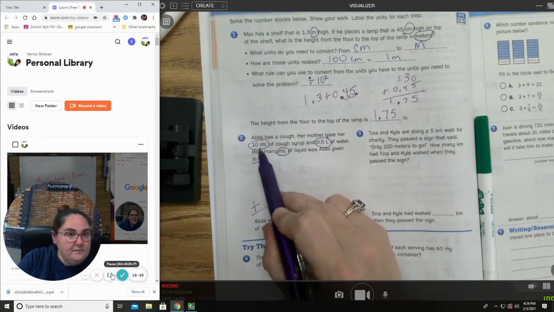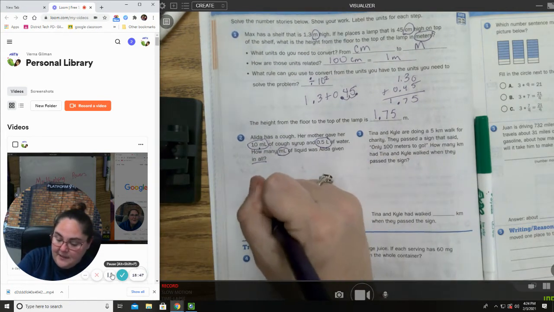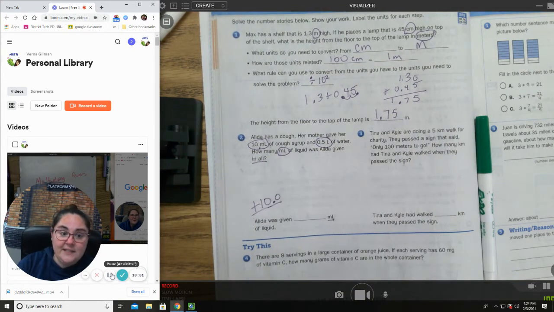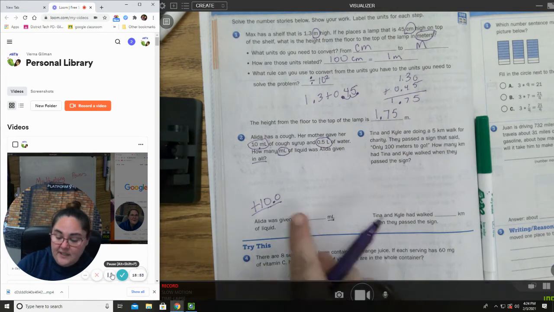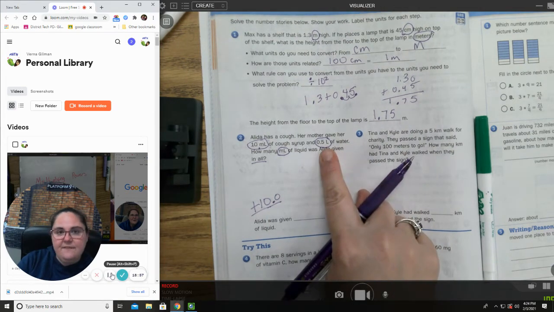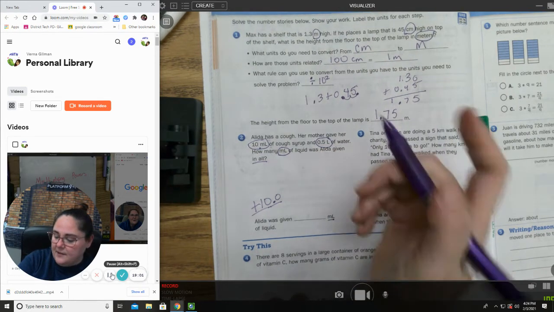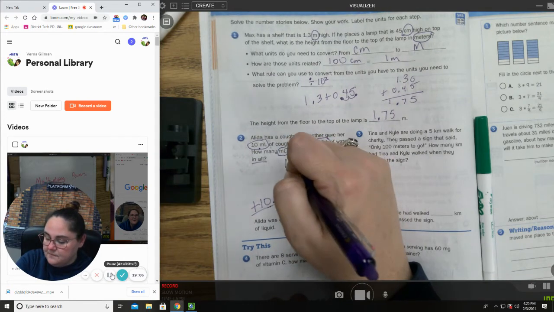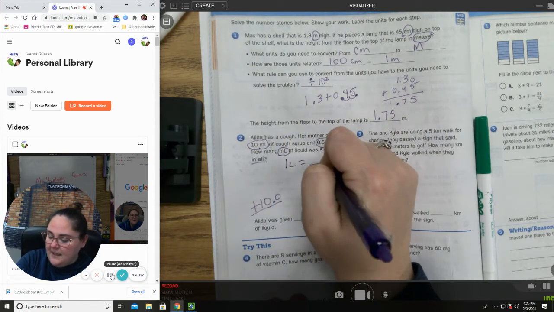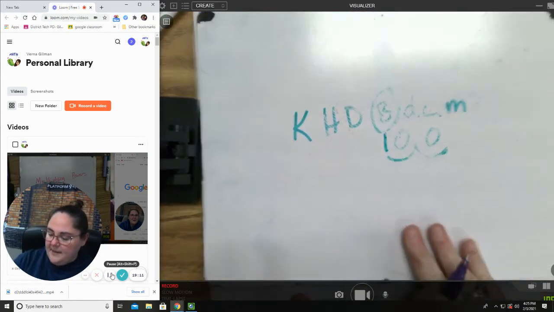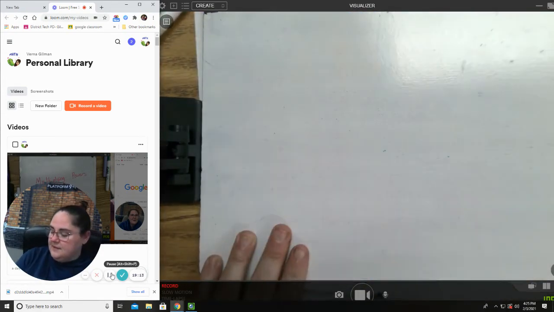I know that this one can stay the same. Absolutely. I'm going to leave that here because guess what? I don't need to convert it. I do need to convert this one right here. I need to go from liters to milliliters. So how many liters? 1 liter equals how many milliliters? Okay, let's see. Going back to my little whiteboard here. This is going to help me.